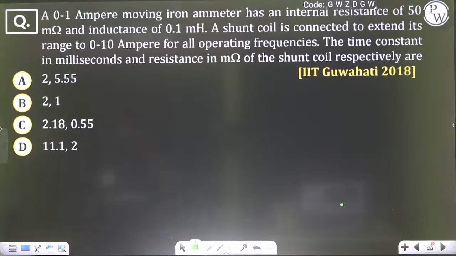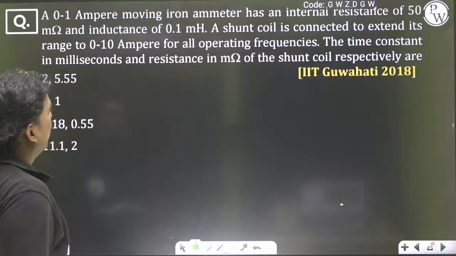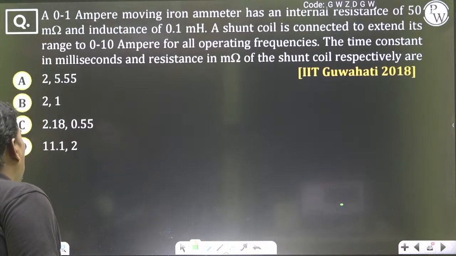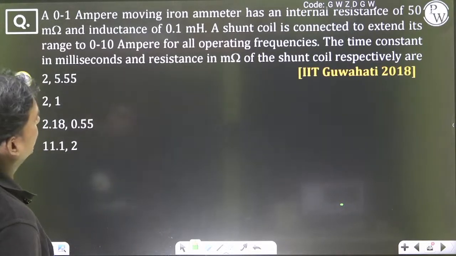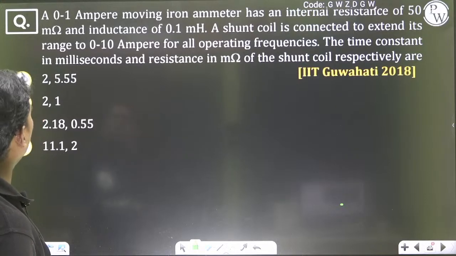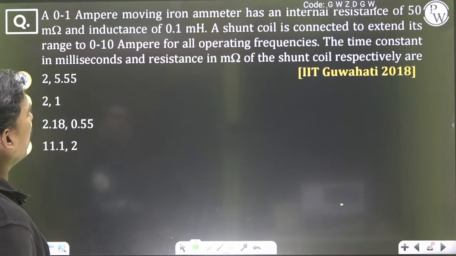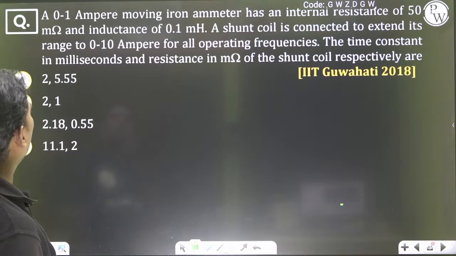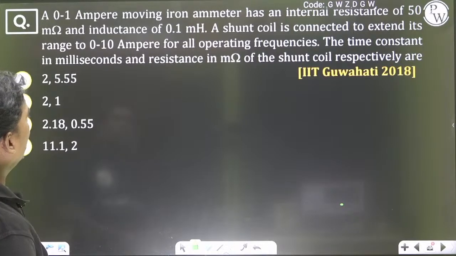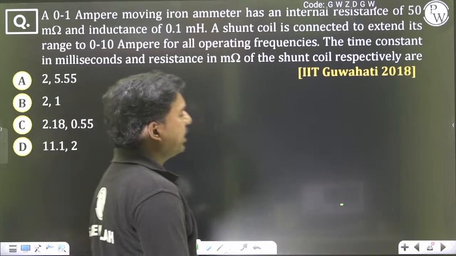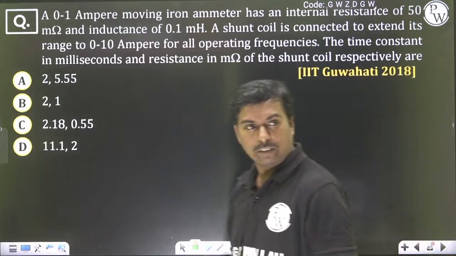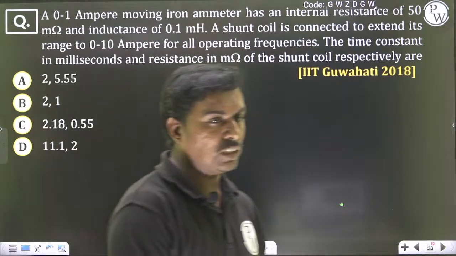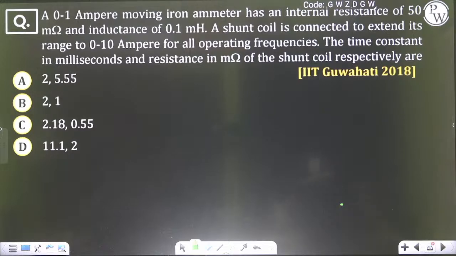A 0 to 1 ampere moving iron ammeter has an internal resistance of 50 milliohms and inductance of 0.1 millihenry. A shunt coil is connected to extend its range to 0 to 10 amperes for all operating frequencies. The time constant in milliseconds and resistance in milliohms of the shunt coil respectively are dash. So this question is related to the moving iron instrument.